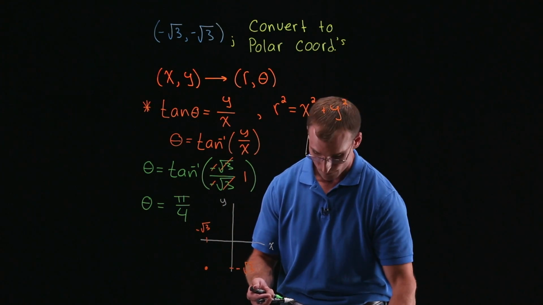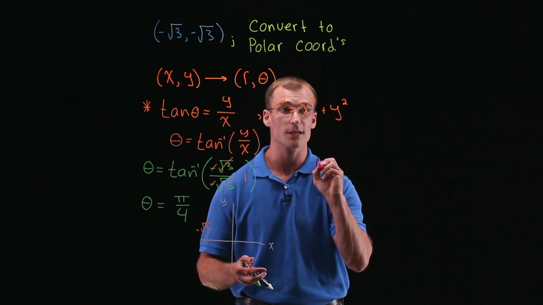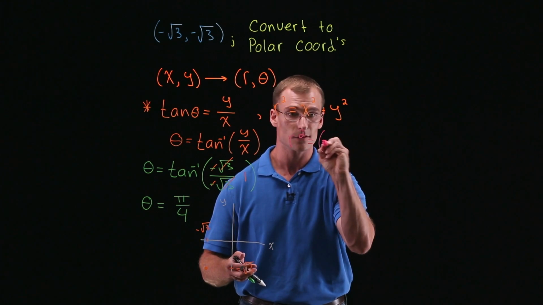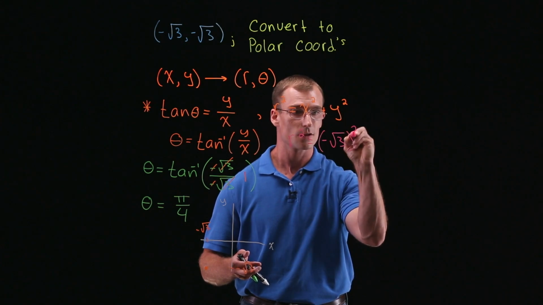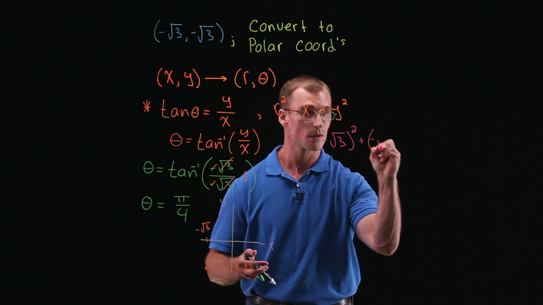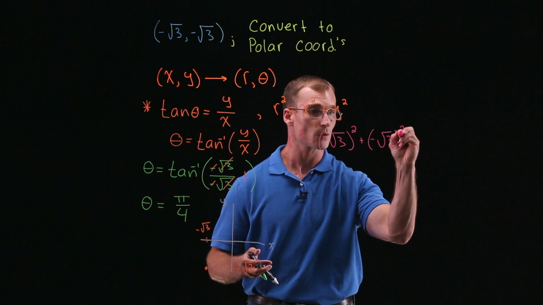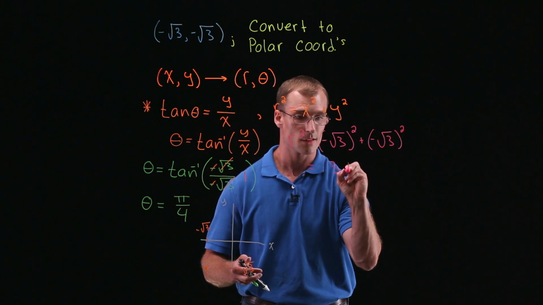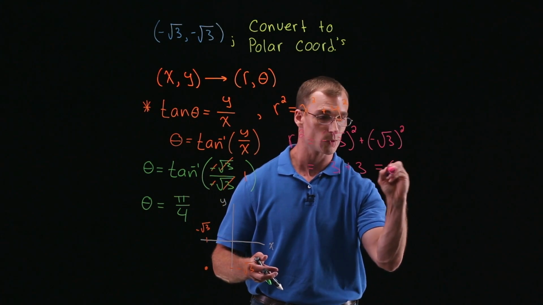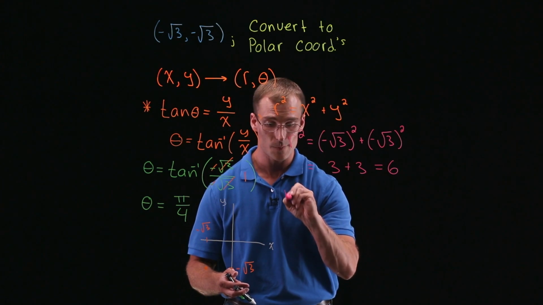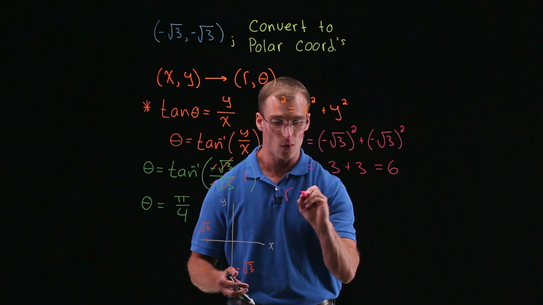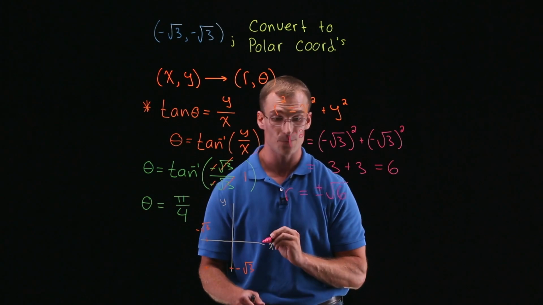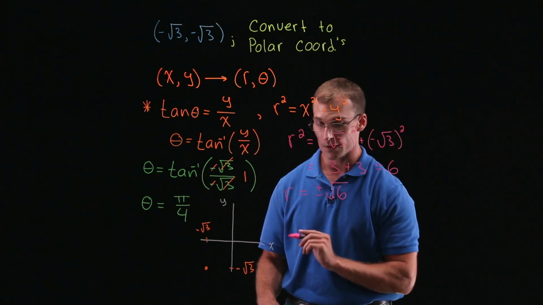So for r, r squared is equal to x squared plus y squared, or r squared is equal to our x, negative root 3 squared, plus y squared, or negative root 3 squared. So that's just squaring both. We have 3 plus 3, or equal to 6. So then r, taking the square root of both sides, is equal to positive or negative square root of 6. Okay? So with this, what can we do?